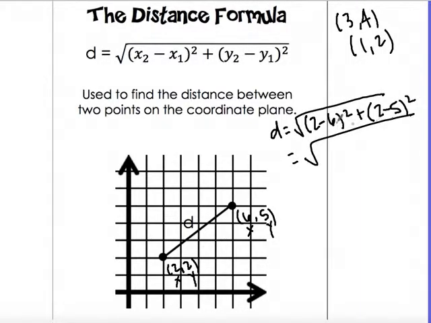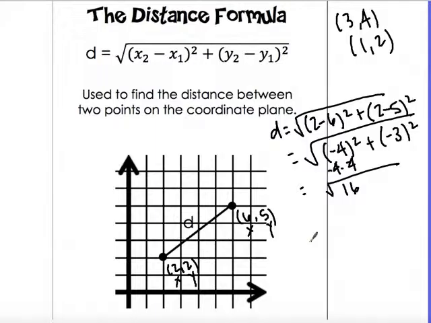So you keep going, say 2 minus 6 gives you negative 4 squared. Plus 2 minus 5, which gives you negative 3 squared. So your negative 4 squared is really negative 4 times negative 4, which would give you positive 16. Negative times a negative is a positive, and 4 times 4 is 16. Negative 3 squared would be the same as negative 3 times negative 3, which would give me a positive 9.